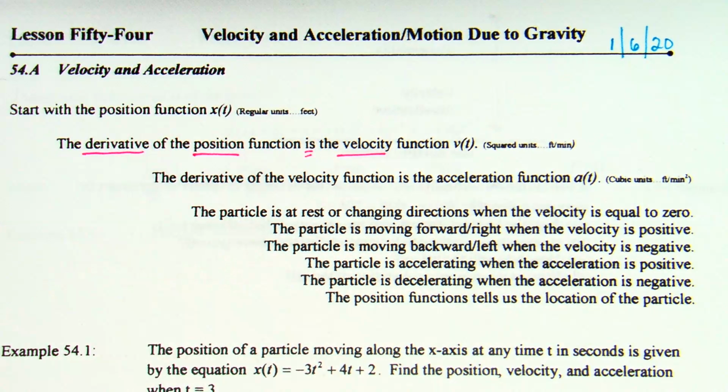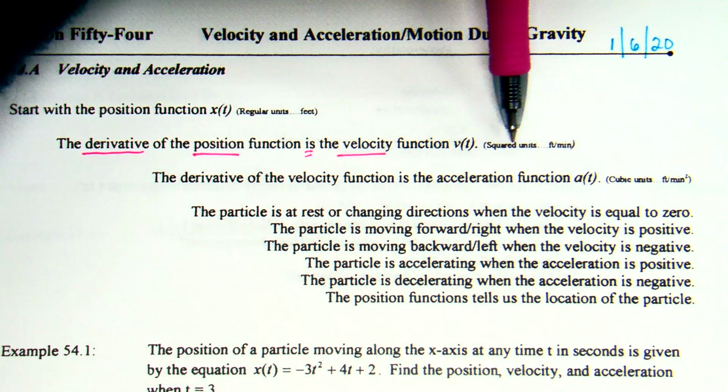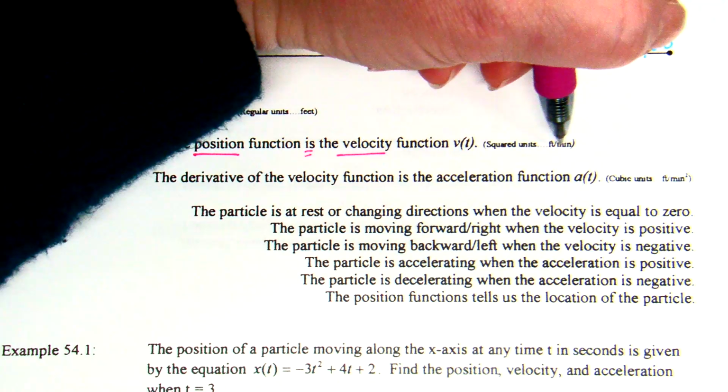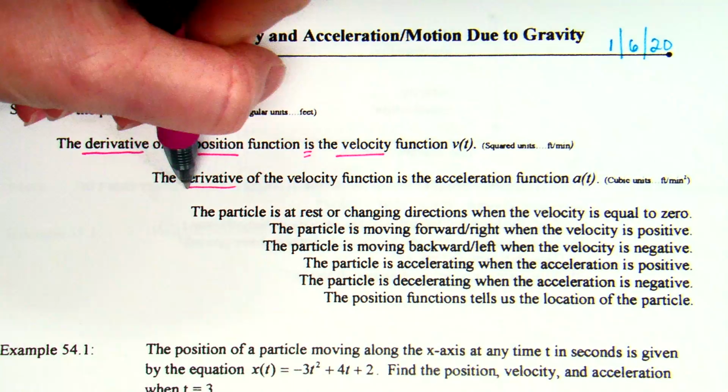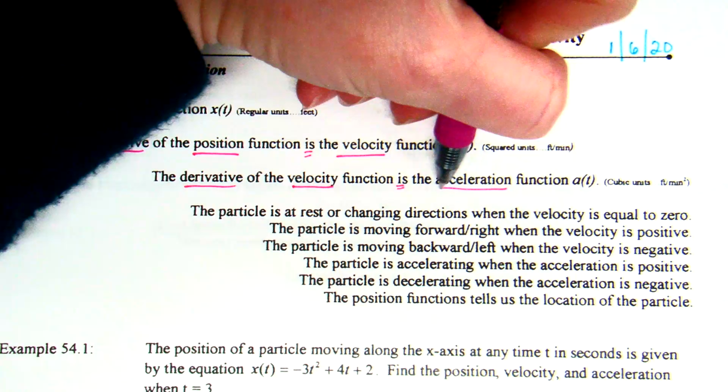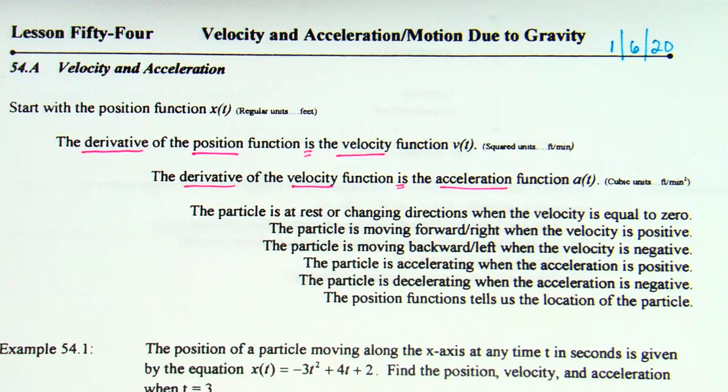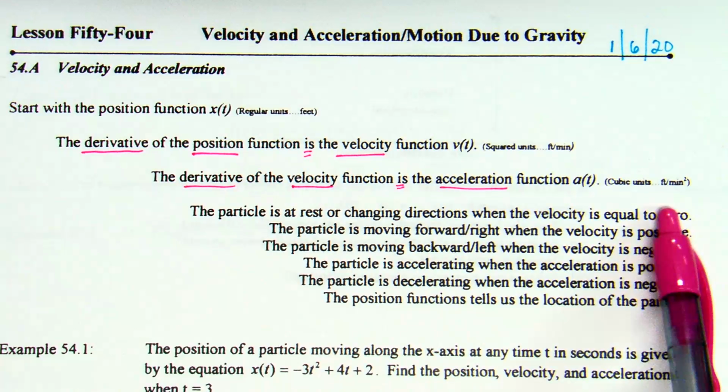Velocity is that first derivative. When you take the derivative of position, it's the change of position with respect to time, so the label is something like feet per minute. Then the derivative of the velocity function is acceleration, and the label is feet per minute squared.